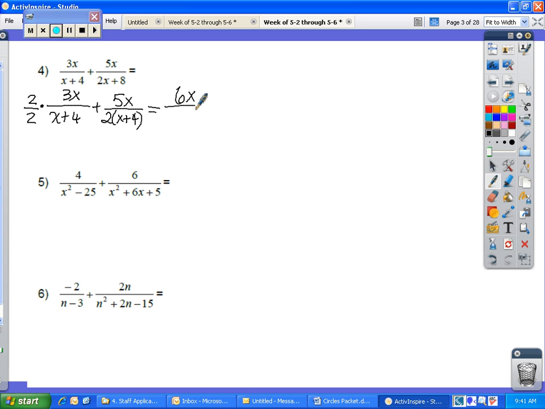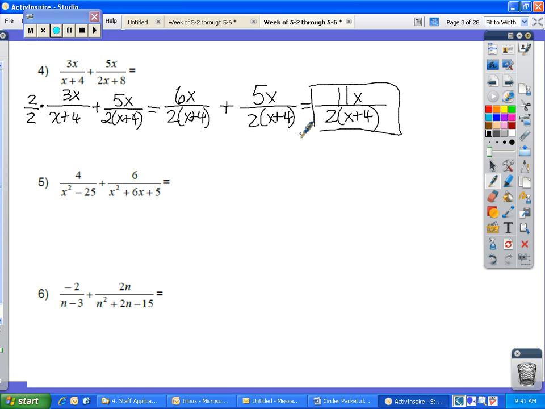So it's going to be 6x over 2 times x plus 4 plus 5x over 2 times x plus 4, and keep the same denominator, and 6x plus 5x is 11x. Nothing to simplify, so that's your answer.